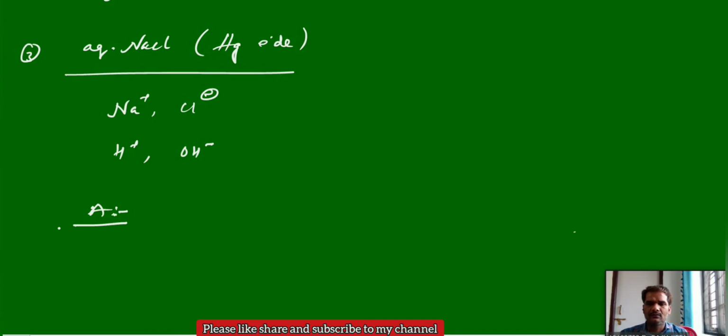At anode we have the Cl minus and OH minus. So there is no sodium here. As usual, due to the over voltage, first Cl minus ion will move towards the anode and liberate there as chlorine gas. At cathode, actually hydrogen should liberate.